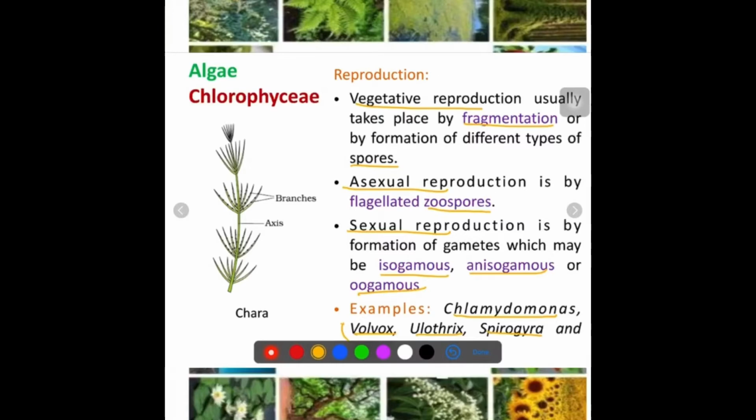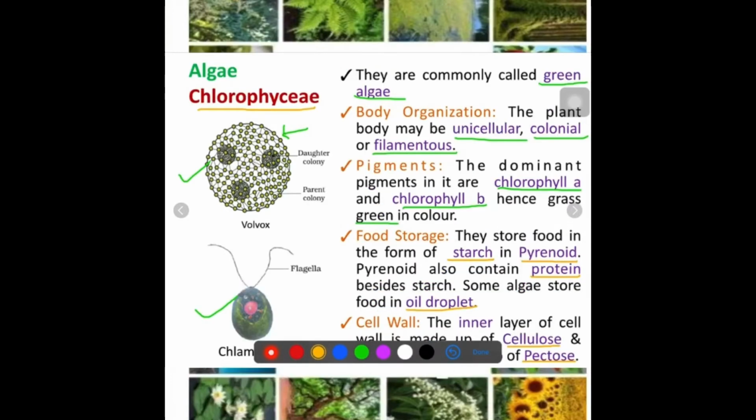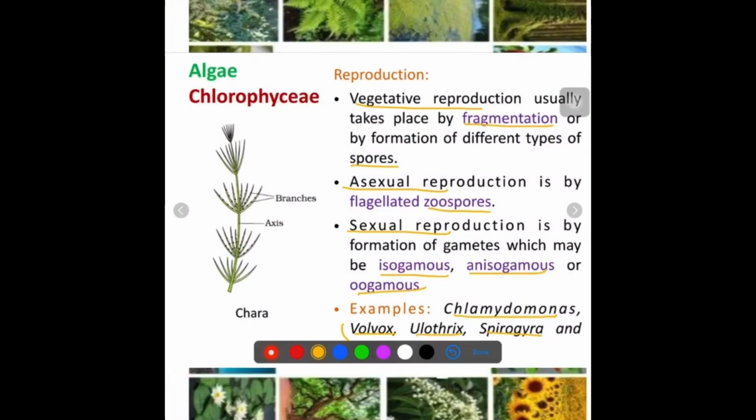So for any kind of algae, you have to remember this much. First, what is its common name? The body organization, the habitat where it can be found, which pigments are present in it, in which form it stores food, what kind of cell wall it has and the material present in the cell wall, reproduction, and the examples. If you write down these 7-8 points, then your short note is ready. This is a short note regarding chlorophyceae.